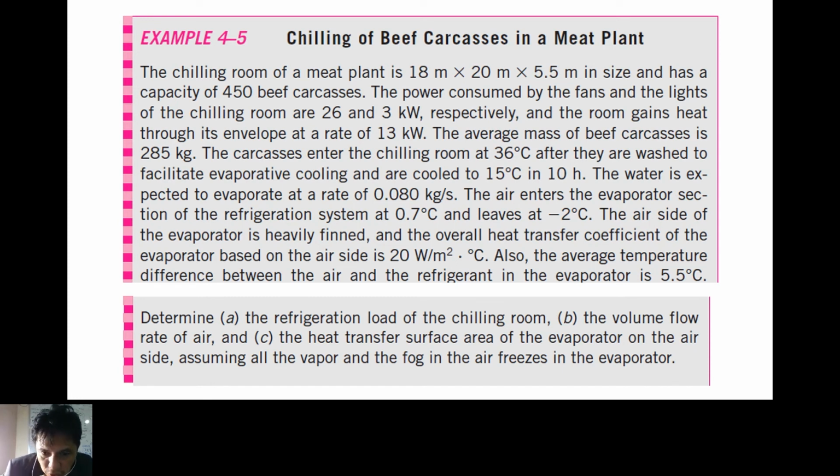What is the refrigeration load of the chilling room, and what is the volume flow rate of air? What is the air needed? That is very important, because if you don't compute it, where will the air pass? You won't know how much air will pass through the evaporator coil to cool it. So the CFM, cubic feet per minute, or what is called the volume flow rate, is very important. Cubic feet per minute, class, is English. In metric, it is liter per minute.